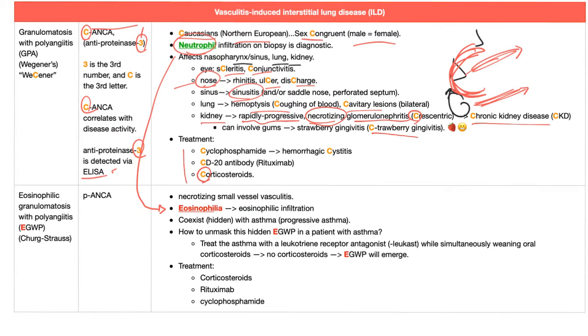Treatment with corticosteroids, cyclophosphamide, and CD20 antibodies such as rituximab. Be careful because cyclophosphamide leads to hemorrhagic cystitis, which will also lead to blood in the urine. And it can also lead to suprapubic tenderness.